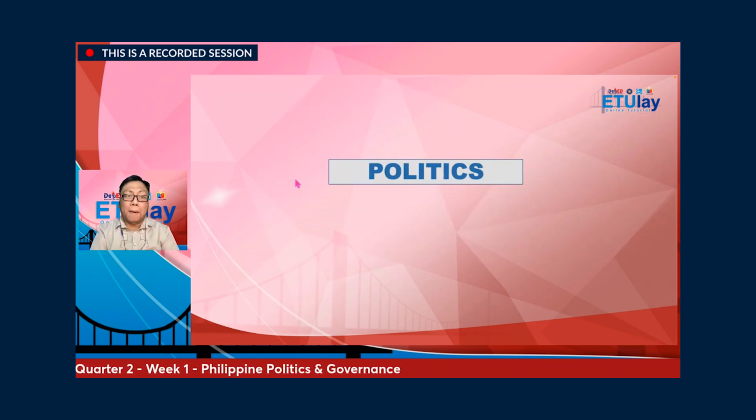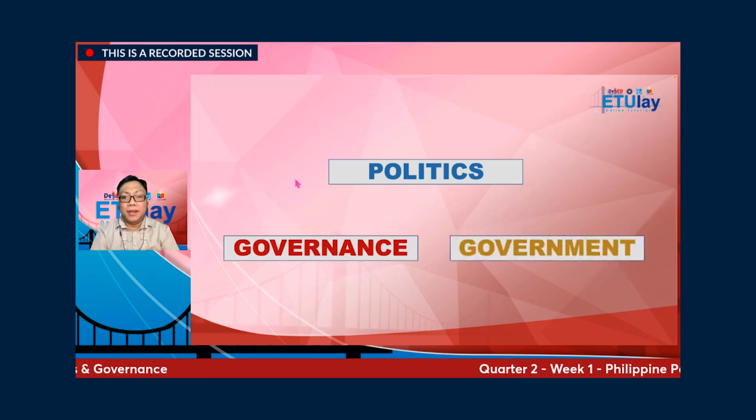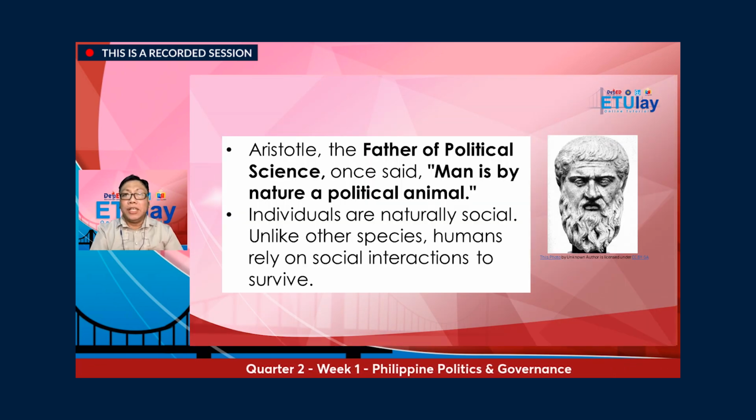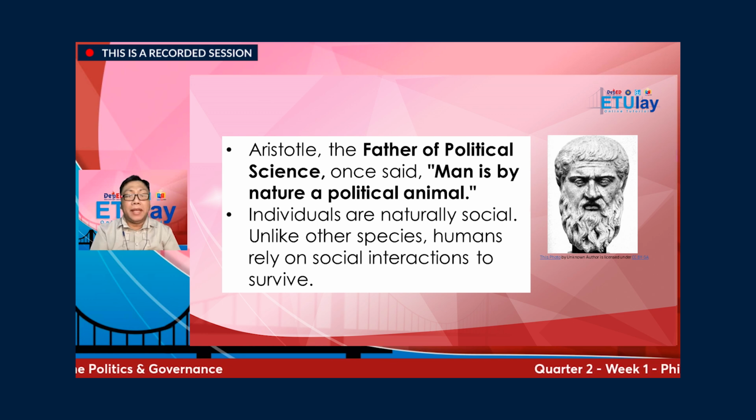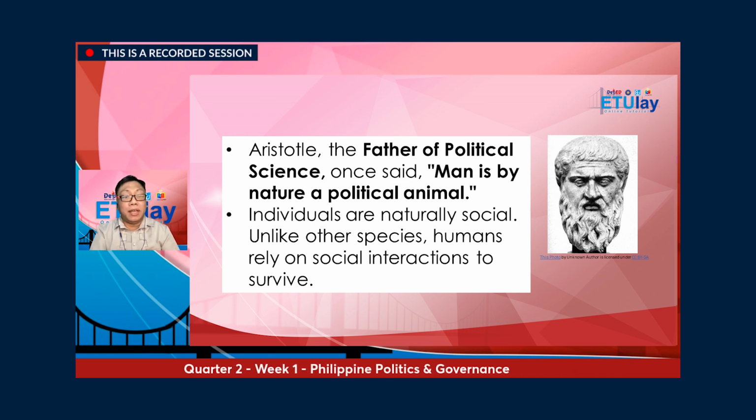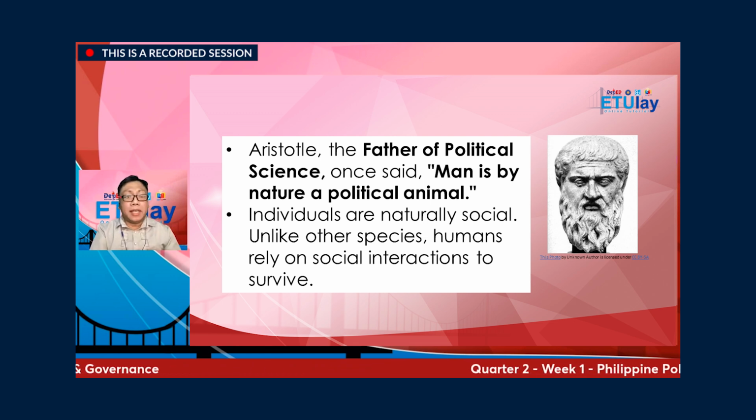Okay? Now, politics, governance, and government are the topics that we are going to discuss. So, Aristotle, who is considered the father of political science, once said, man is by nature a political animal. Individuals are naturally social, unlike other species. You must rely on social interactions in order to survive. So Plato says the individual is a political animal.